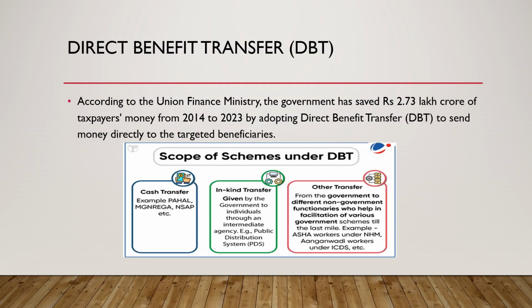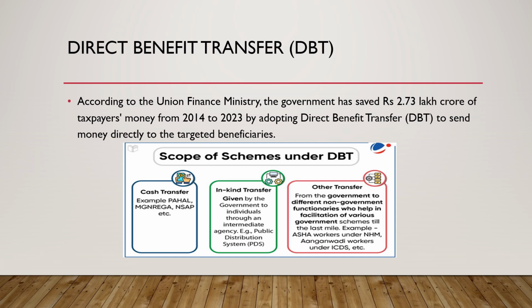Now our next topic is the direct benefit transfer. We had already discussed it. Now let's see what are the important points which we should know. Here, why it was in the news: according to the Union Finance Ministry, the government has saved rupees 2.73 lakh crore of taxpayers' money from 2014 to 2023 by adopting direct benefit transfer to send money directly to the targeted beneficiaries.